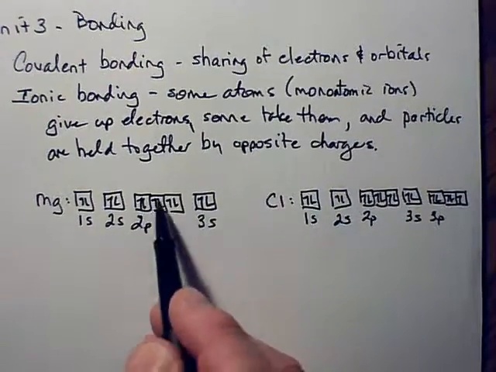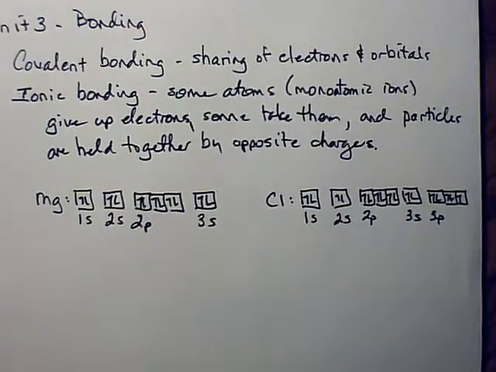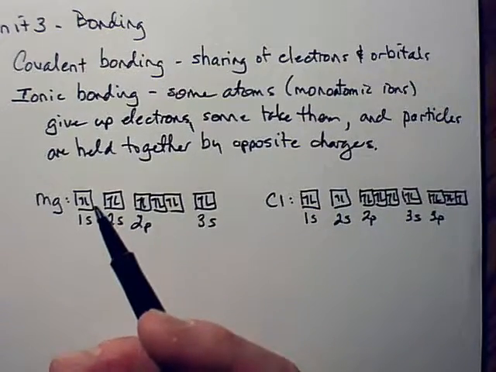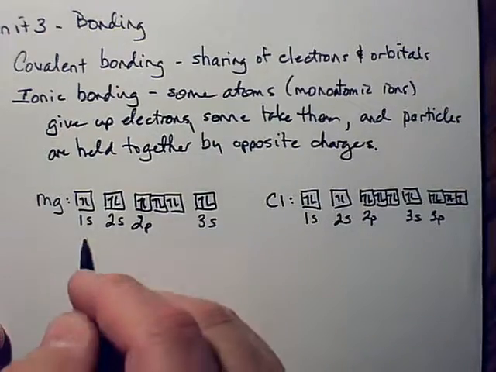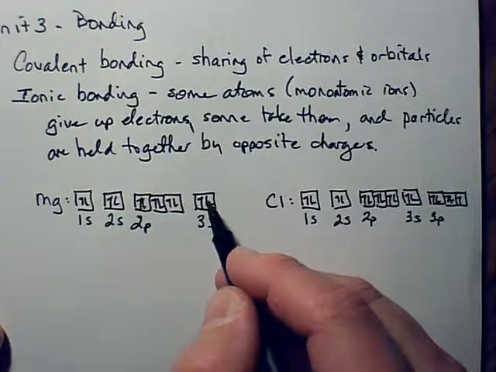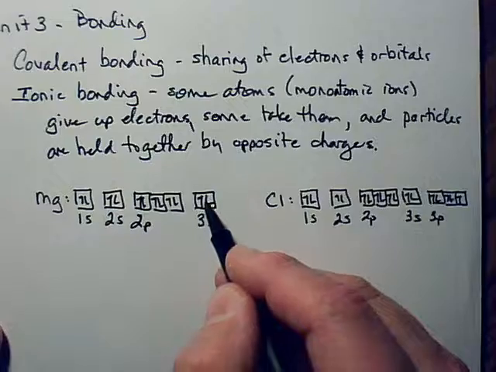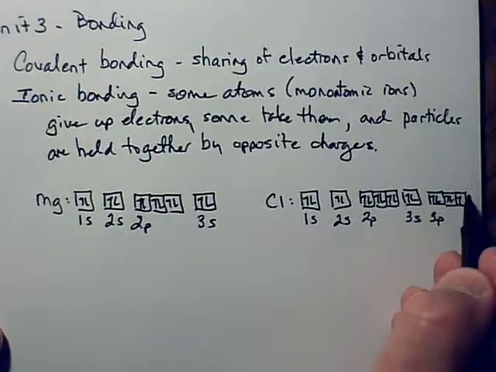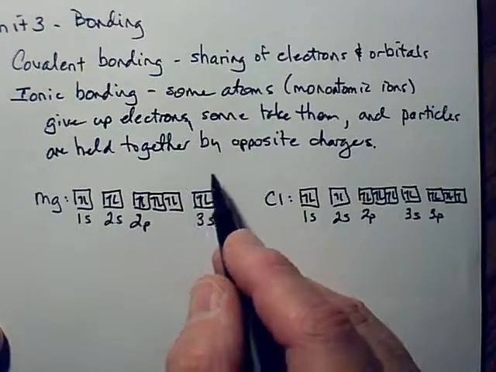Magnesium can get rid of these 2 and have a full valence level. So that's what's going to make everything more stable. All right? So I can actually take and cross out this electron here and drop it down here, draw out another chlorine, cross out this one and drop it down here.